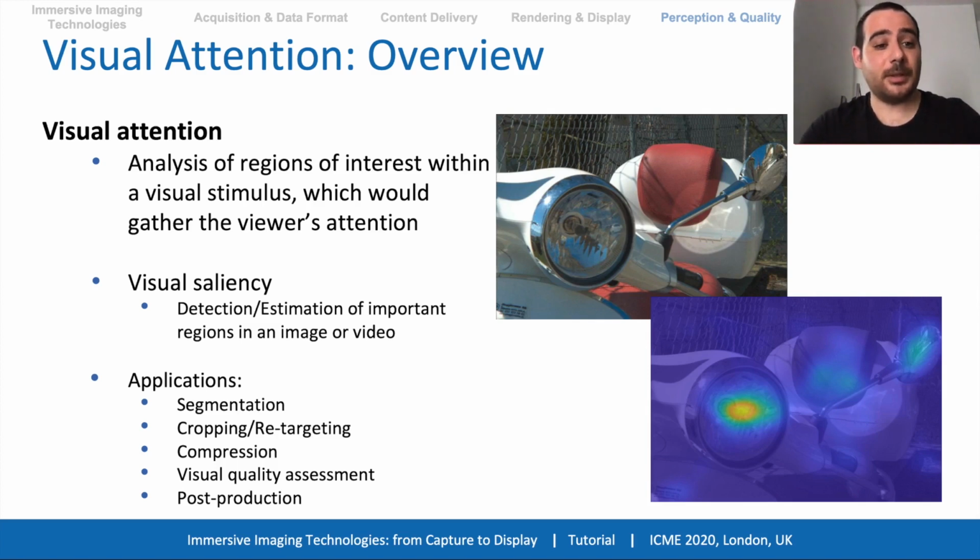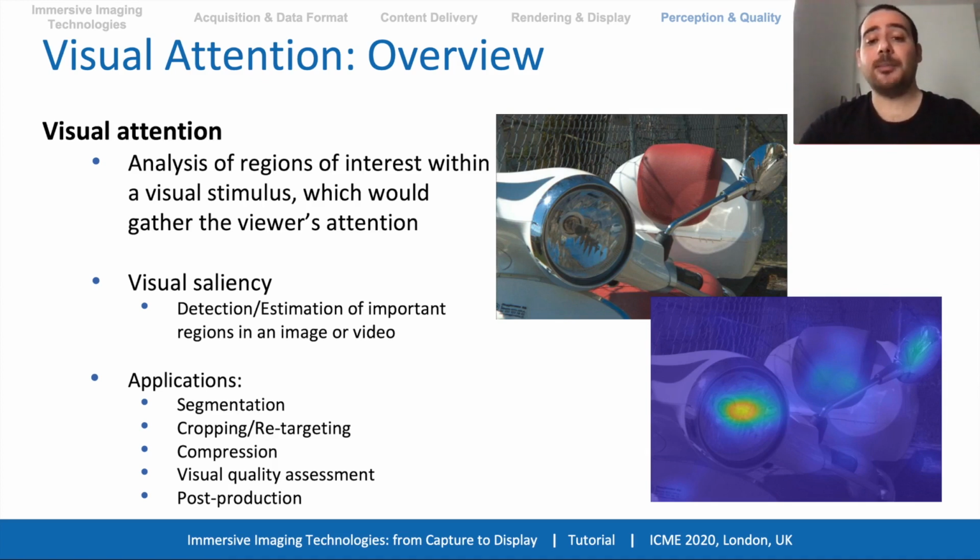For example, we can use it to segment salient areas using segmentation. We can use it to crop the most salient regions. We can use it to compress videos using visual attention. We can also measure video quality using visual attention, and in post-production.